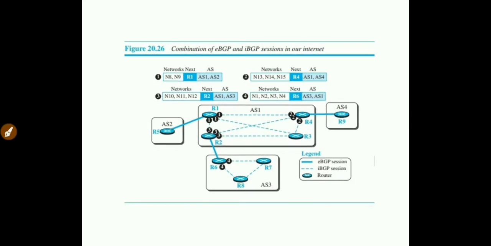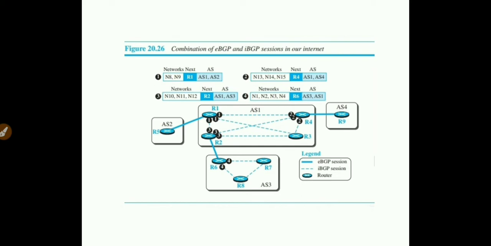Now the same way for R2. R2 has already created a link with R6, so it knows about the networks N10, N11 and N12 that are available in autonomous system 3. This information is transferred to all the routers in AS1. In the third message, R4 informs all the routers in AS1 about the networks N13, N14 and N15.